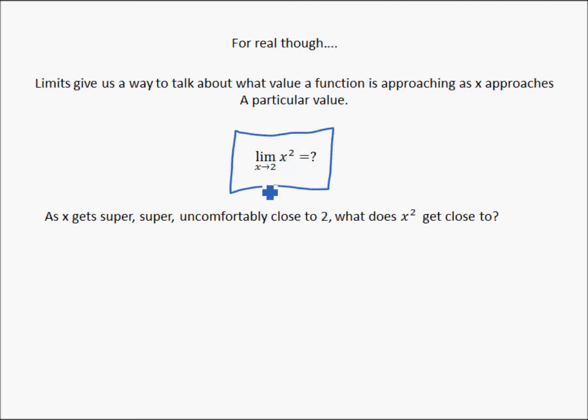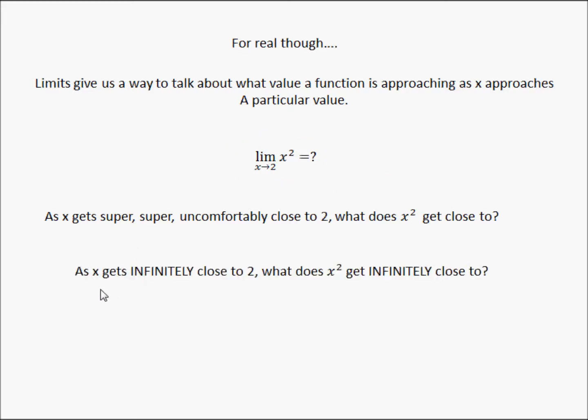So here is my first very super easy example. This says, the limit as x approaches 2, what is x squared getting close to? So if x is getting super uncomfortably close to 2, what does x squared get close to? More mathematically, you might see it like this: as x gets infinitely close to 2, what does x squared get infinitely close to?